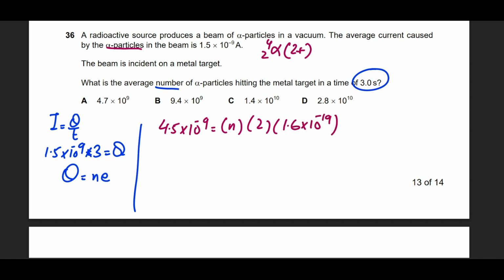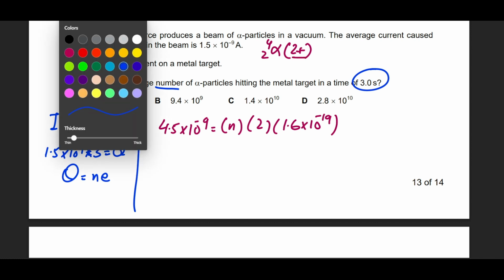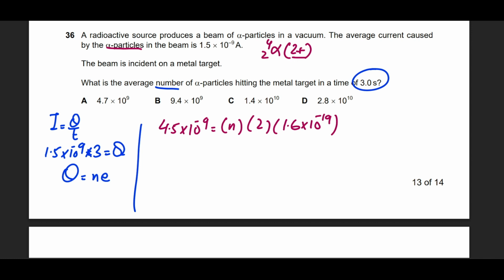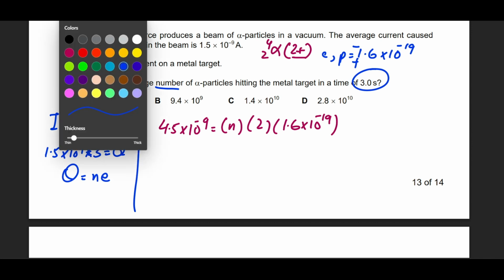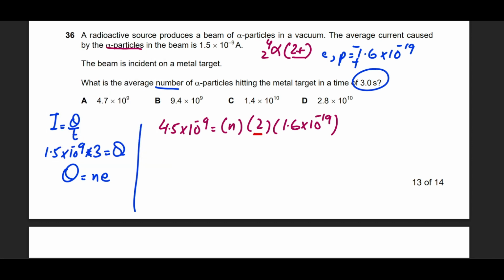We understand that be that positive or be that negative charge, the elementary charge, which is 1.6, will not change, is fixed for everyone. The electron or the proton has exactly the same value, except that the charges are different. For electron, this will be a negative sign. For a proton, it will have a positive sign, right? So this 2 is added because alpha has 2 positive charges. Now we find the number of charges comes out as 1.40625 into 10 raised to the power 10. So it's going to be option C.